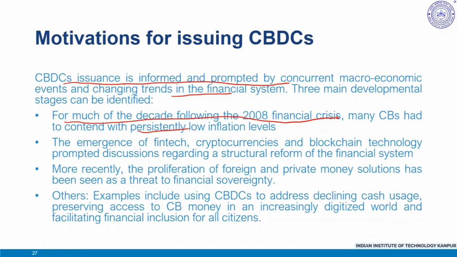Next, the emergence of fintech, cryptocurrencies, and blockchain technology prompted discussions regarding a structural reform of the financial system to achieve greater efficiency, cost savings, transparency, and novel features. So this is regarding the improvements in payment systems, application of CBDC in the same. During the mid 2010s, blockchain hype, which peaked in 2017-18, the enterprise sector explored the potential of blockchain for cost savings and increased efficiency through ledger co-maintenance, programmability, and disintermediation.